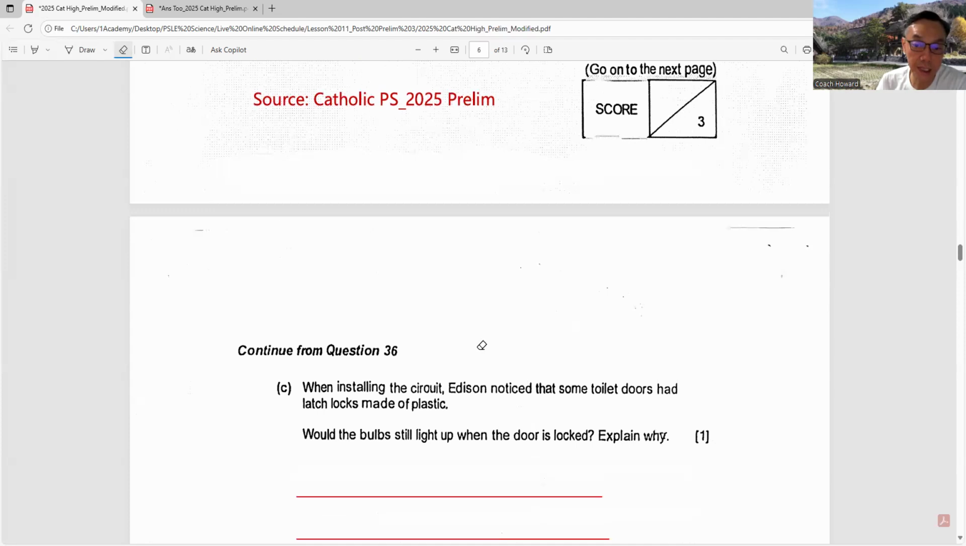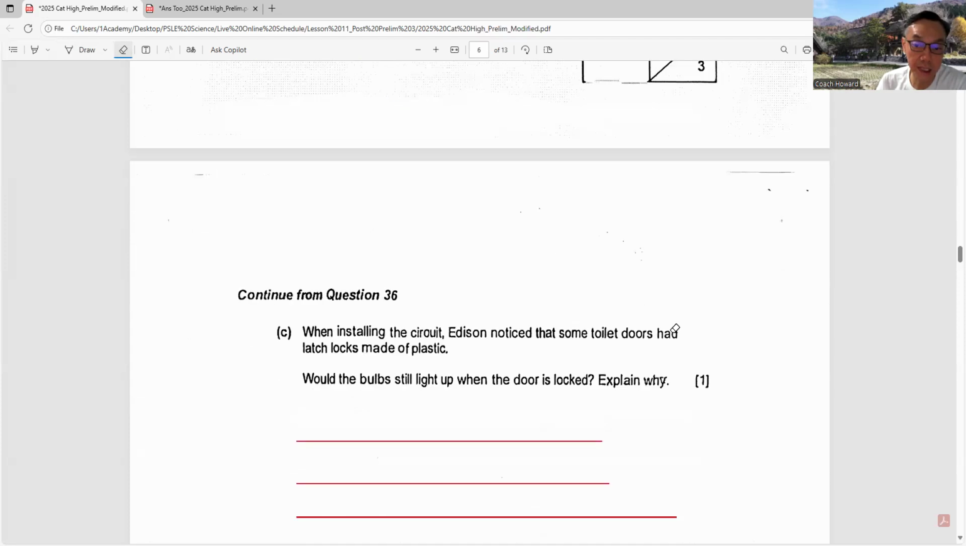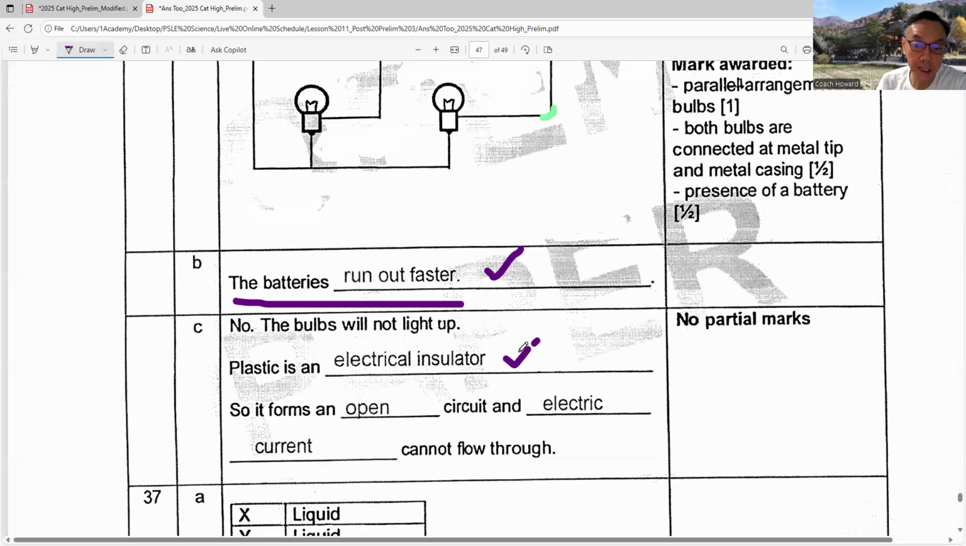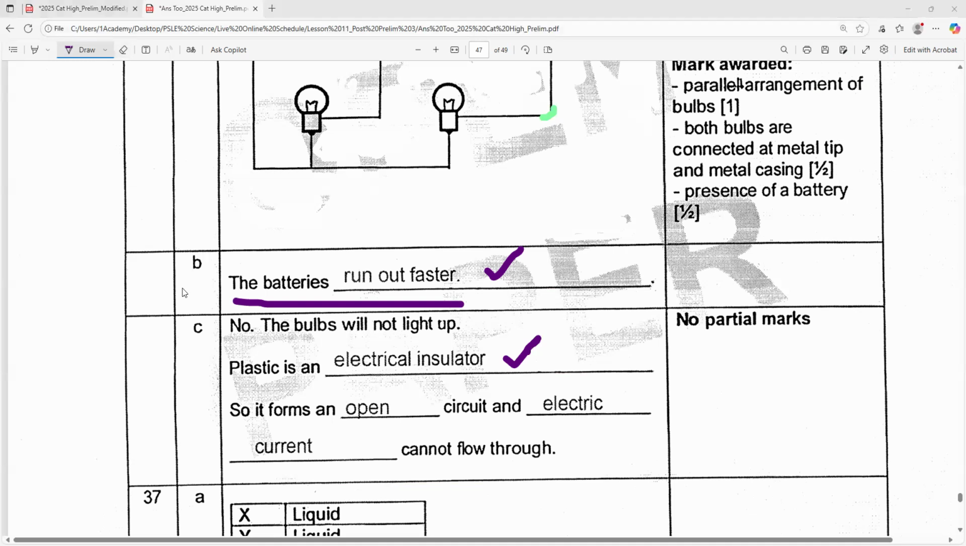When installing the circuit, Edison noticed that some toilet door latches were made of plastic. Plastic is an insulator of electricity. So would the bulb light up? No. So the reason is very simple. The bulbs will not light up because plastic is an electrical insulator, or you can say a non-conductor of electricity. It forms an open circuit and electric current cannot go through. So you must state the property of plastic, an electrical insulator, or non-conductor of electricity.